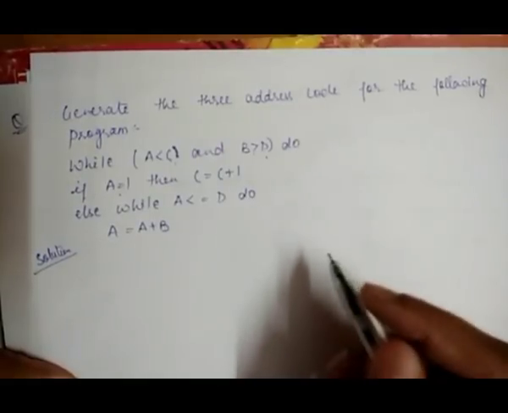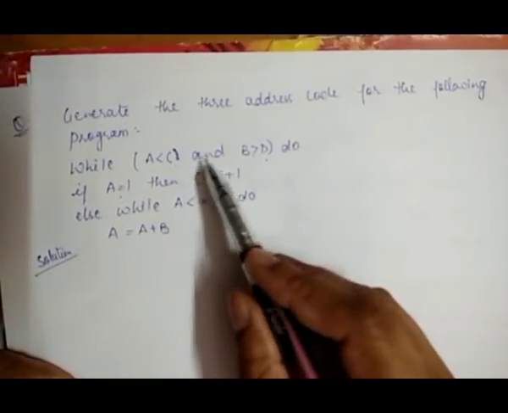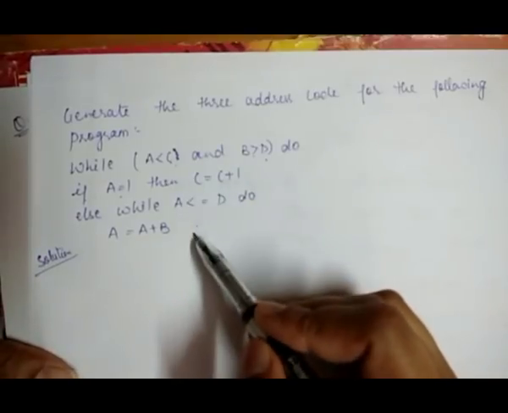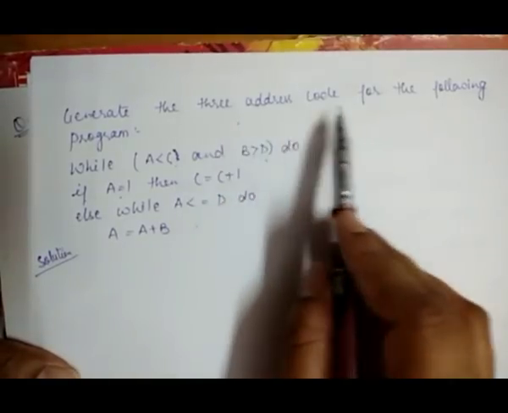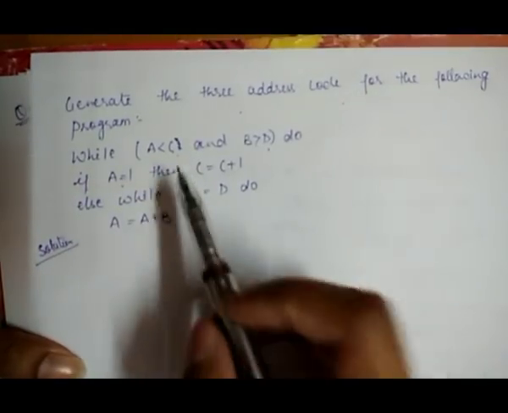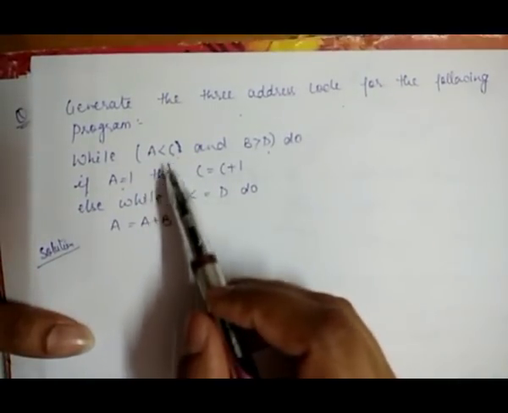Hello friends, the next thing is that we have some sort of a program, some lines of code, and for this code we have to generate three address code. Okay, before writing down the three address code, just understand this program.